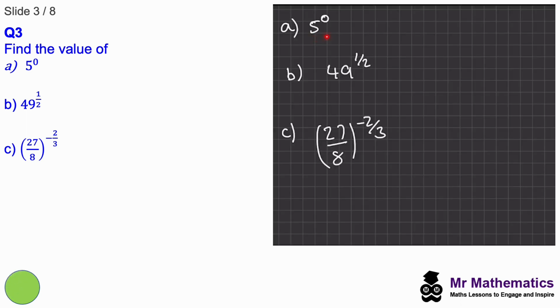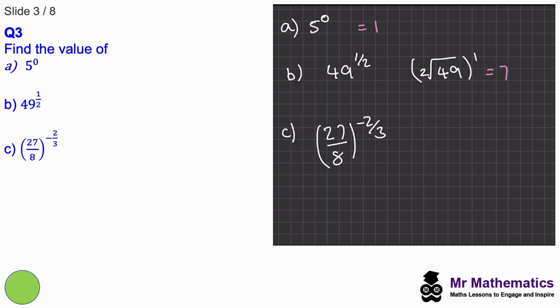So 5 to the 0, well, anything to the power of 0 is always 1. So 5 to the 0 is equal to 1. For question B, 49 to the power of a half, well, we can write this as the square root of 49 all to the power of 1. So this denominator of 2 is the root, and this 1 is we're raising this to a power of 1. So we're looking at the square root of 49, which is 7.